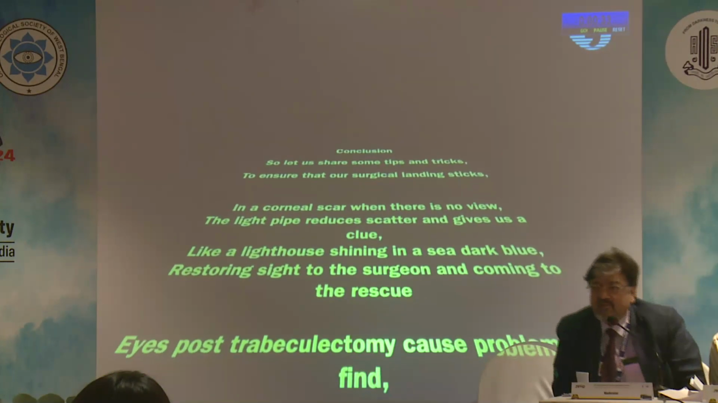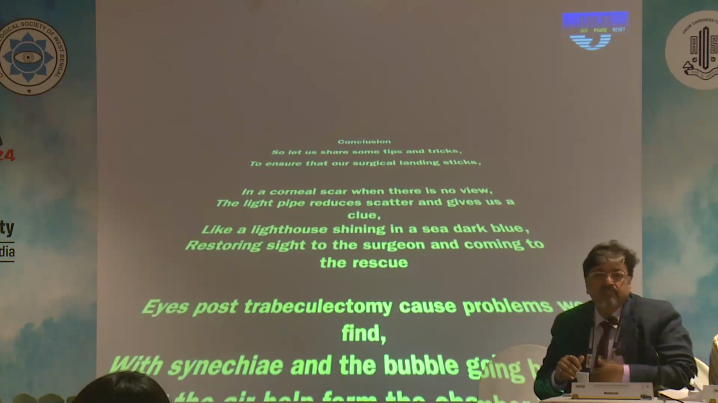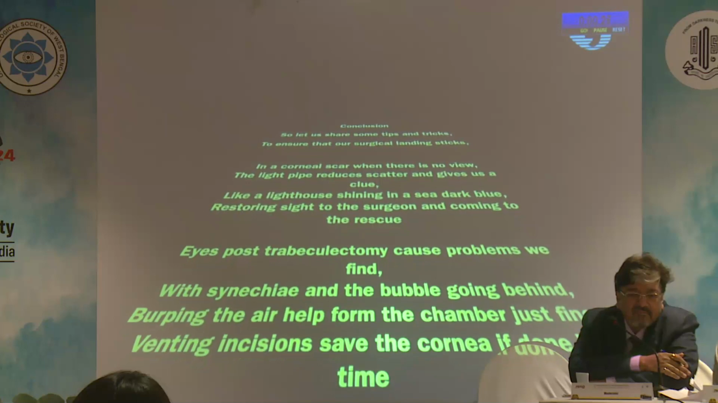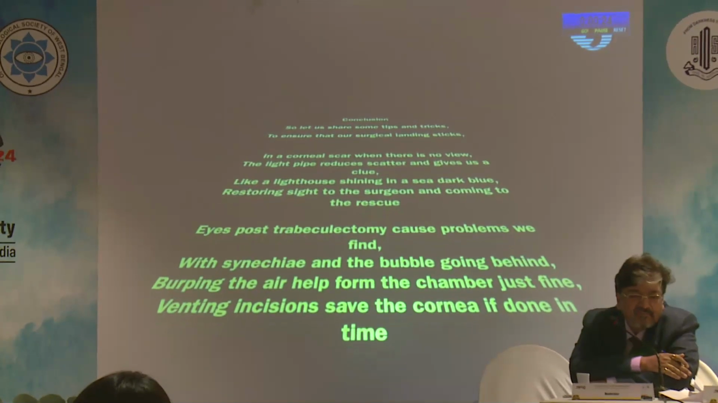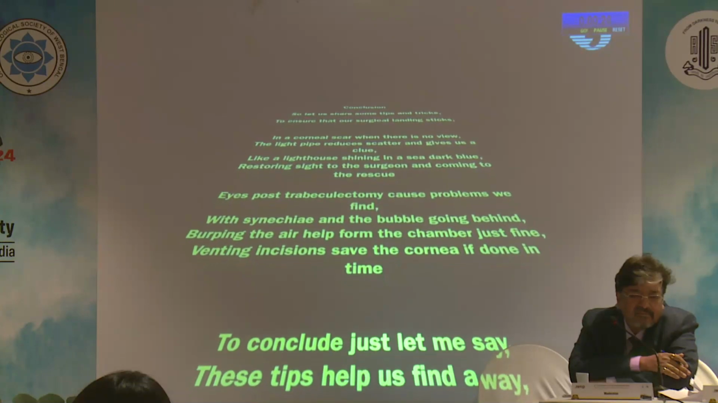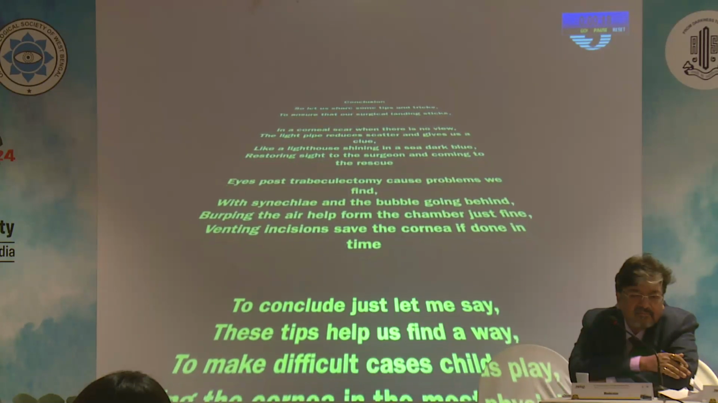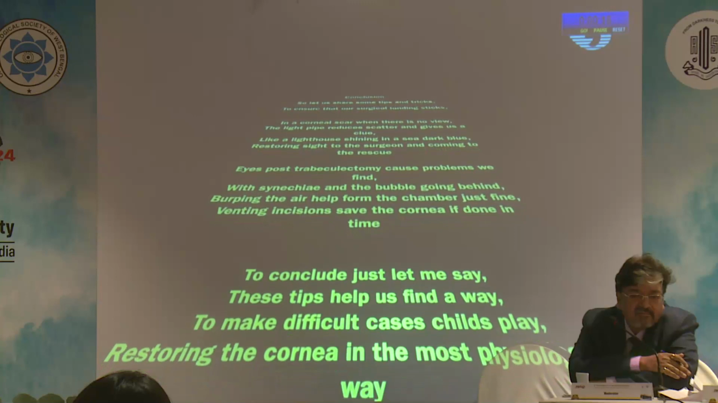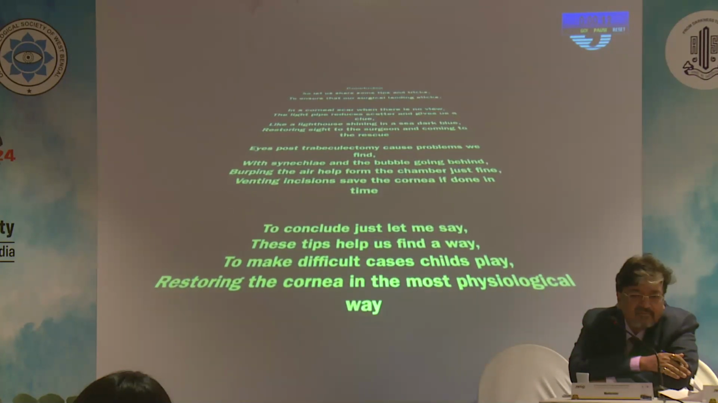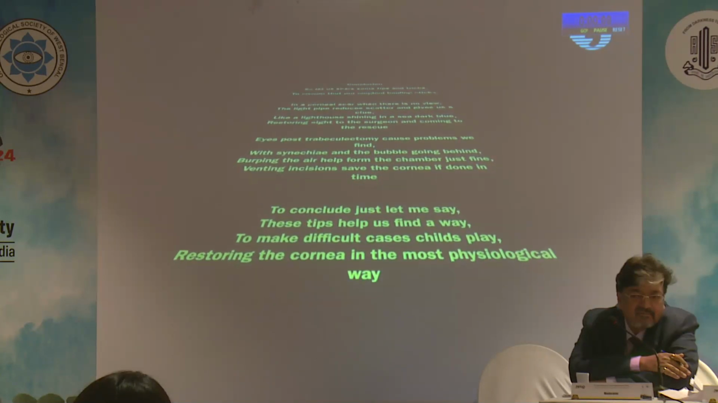Eyes post-trabeculectomy cause problems we find, with Sinskey and the bubble going behind. Burping the air helps form the chamber just fine. Venting incisions save the cornea if done in time. To conclude, just let me say, these tips help us find a way to make difficult cases child's play, restoring the cornea in the most physiological way.